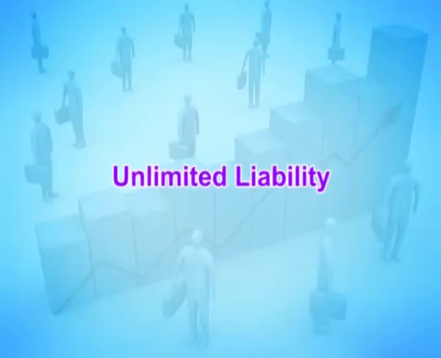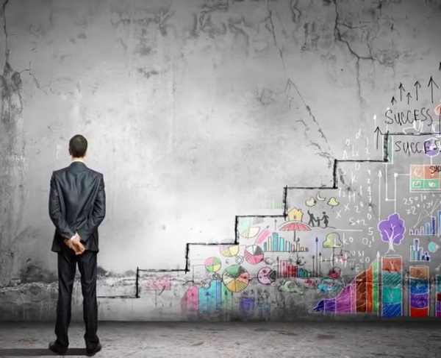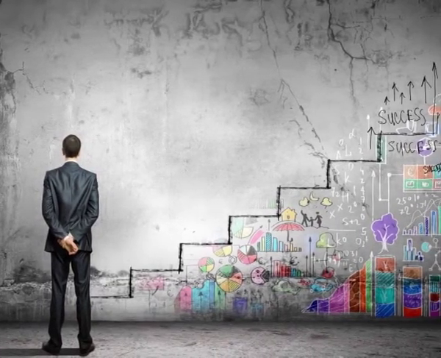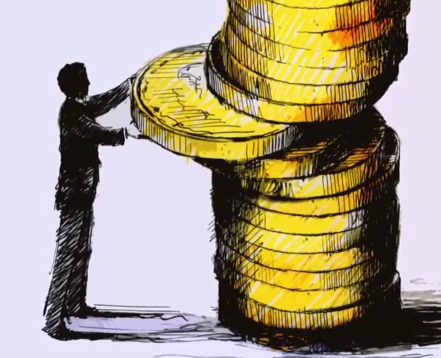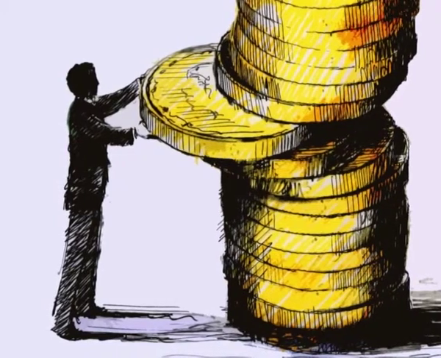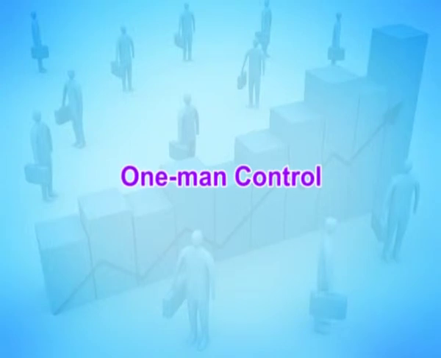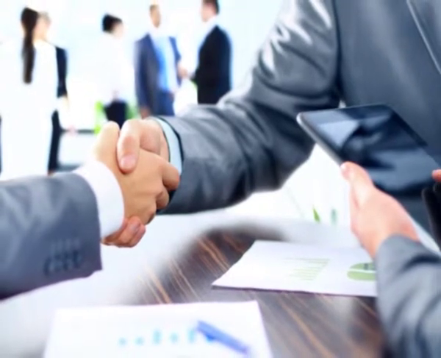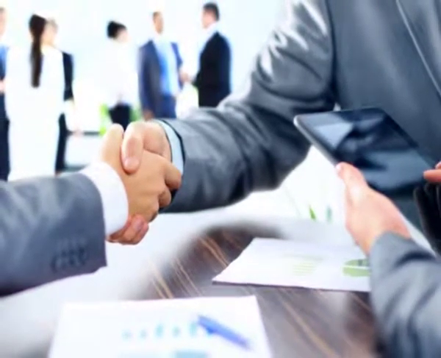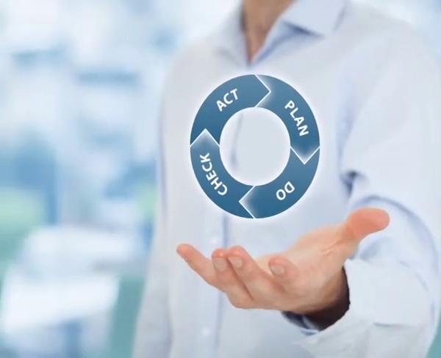Unlimited liability. The liability of the sole proprietor is unlimited. In case of loss, if his business assets are not enough to pay the business liabilities, his personal property can also be utilized to pay off the liabilities of the business as such. Next, it's one man control. The controlling power of the sole proprietorship business always remains with the owner. He or she runs the business as per his or her own will.